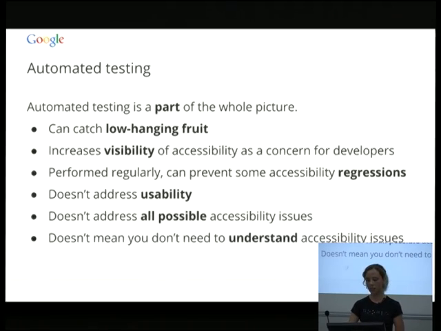So it doesn't address usability. It doesn't address things like having an interaction which is simply inaccessible, or having something which is technically accessible but completely unusable because it's so complicated. It doesn't address all possible accessibility issues, so I'll get to a bit later that there are actually issues that it's impossible to check for automatically. And it doesn't mean you don't need to understand accessibility issues, unfortunately. You still need to be able to fix the issues when you find them.